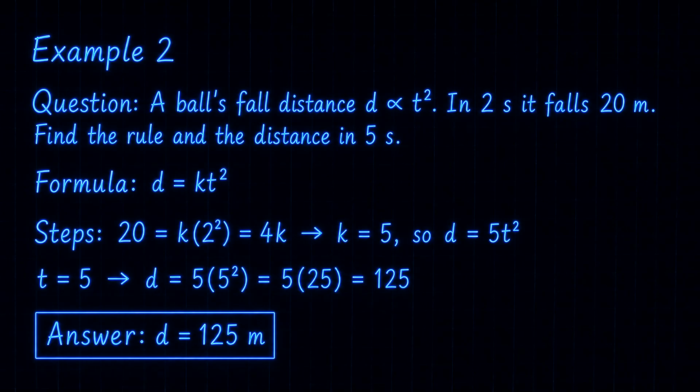Example 2. A real one. When you drop a ball, the distance it falls is proportional to the time squared. In 2 seconds, it falls 20 meters. Find the rule, then the distance in 5 seconds. First find k. 20 equals k times 2 squared. That is 4k, so k equals 5. The rule is d equals 5t squared. Now for 5 seconds. 5 times 5 squared is 5 times 25, which is 125 meters. Notice how fast that grows.